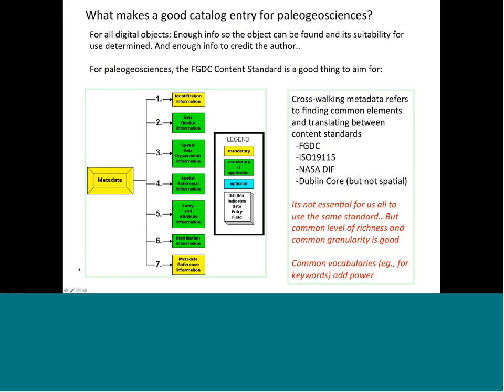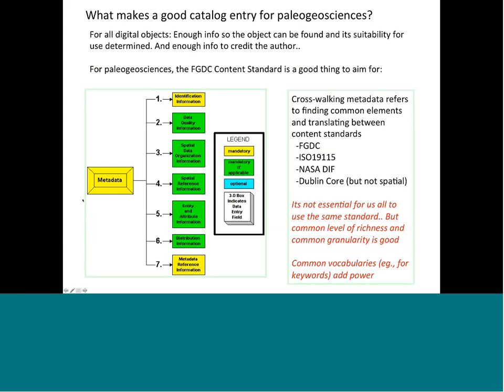So I want to talk a little bit about what makes a good catalog entry for paleogeosciences. This is kind of down into the detail. It's the technical part of our talk, where we look at some suggestions, kind of what's worked for us in archiving paleo data. So what makes a good catalog entry for paleogeosciences? For all digital objects, there's a sturdy definition: enough information so that the object can be found and its suitability for use determined. And I would add that catalog entries should also have enough information to credit the author successfully.